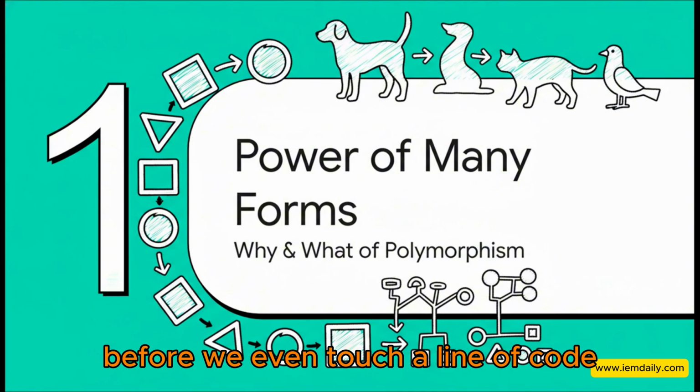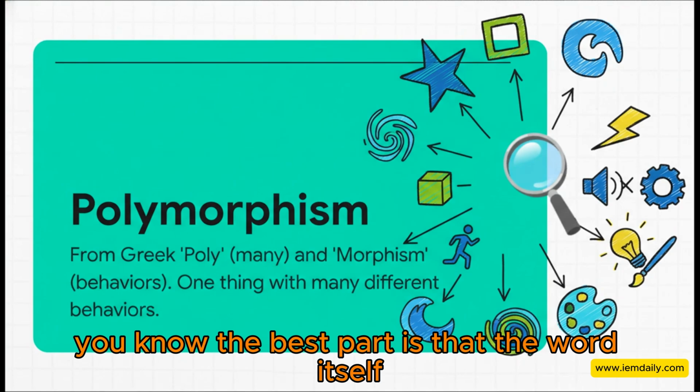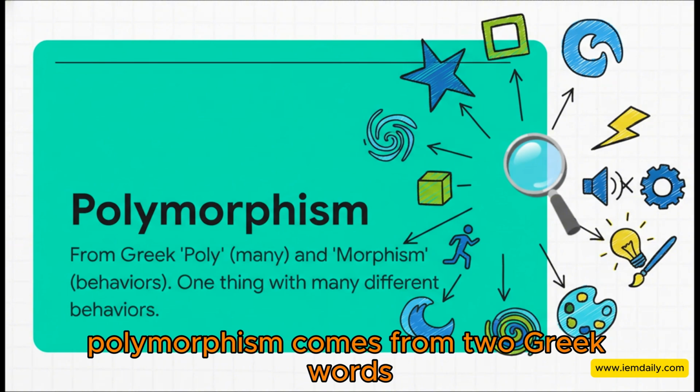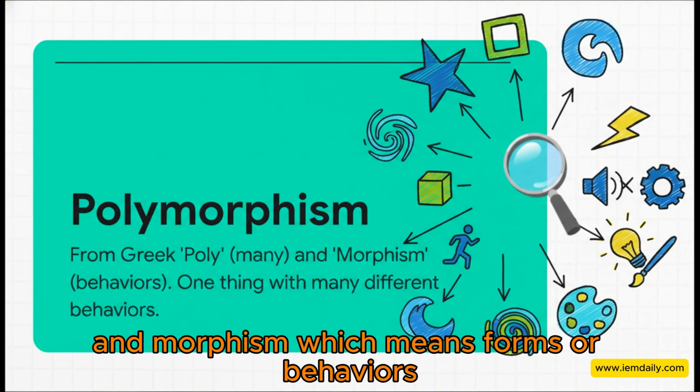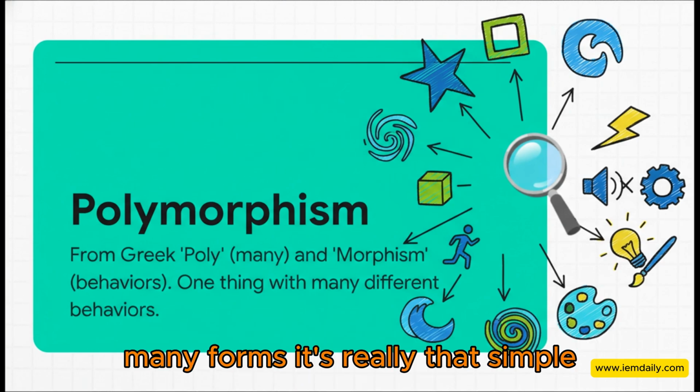Okay, first things first, the power of many forms. Before we even touch a line of code, we really need to get a handle on the what and the why of this whole concept. The best part is that the word itself kind of gives the game away. Polymorphism comes from two Greek words, poly, which means many, and morphism, which means forms or behaviors. So you just smash them together, and what do you get? Many forms. It's really that simple.